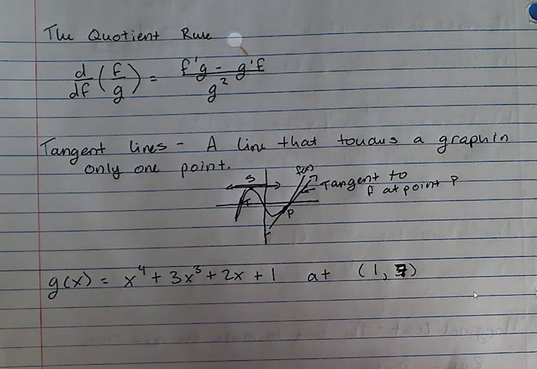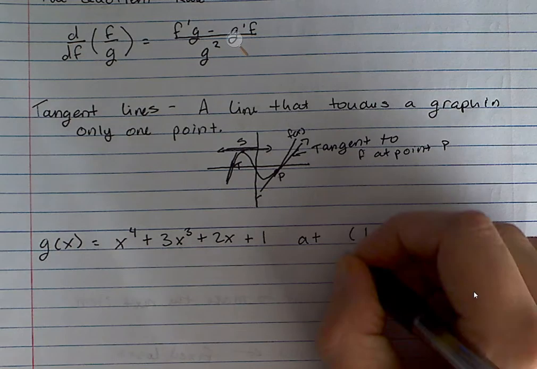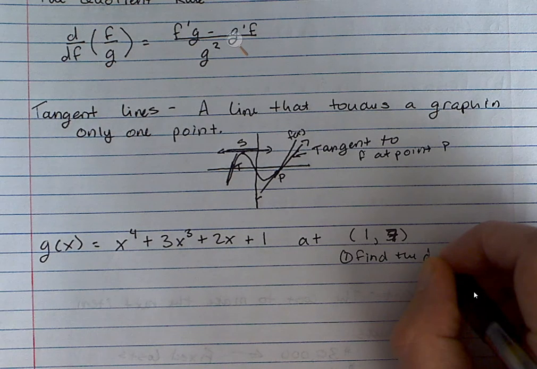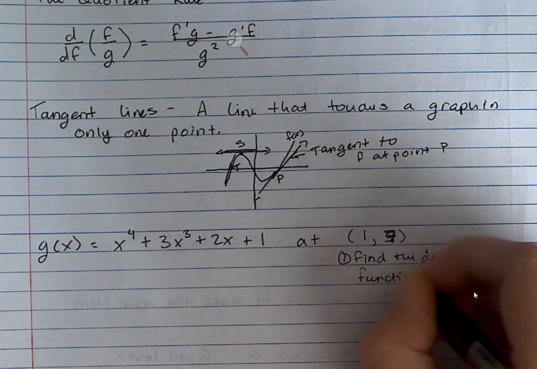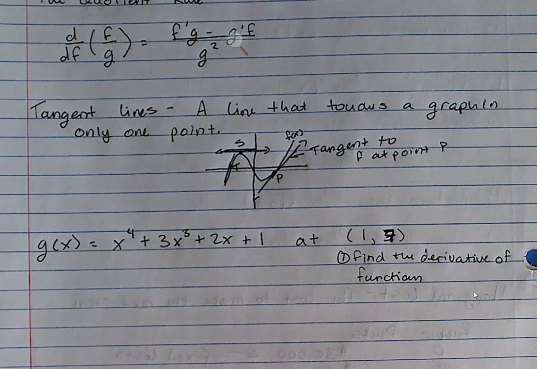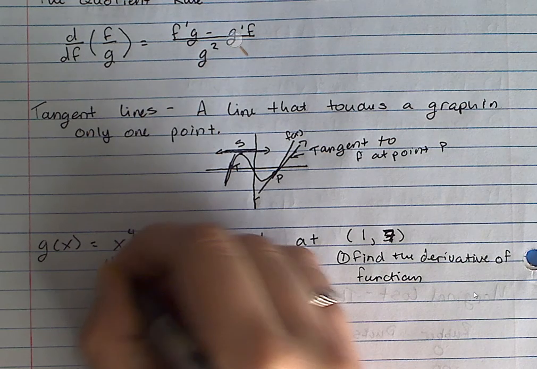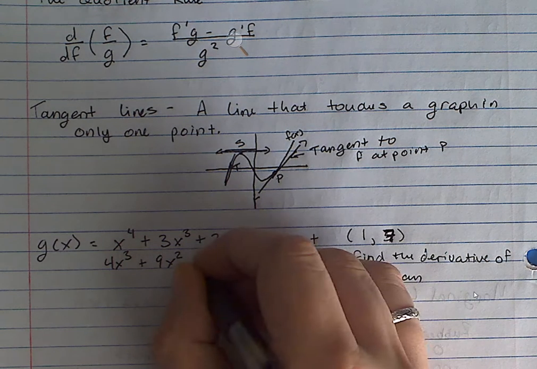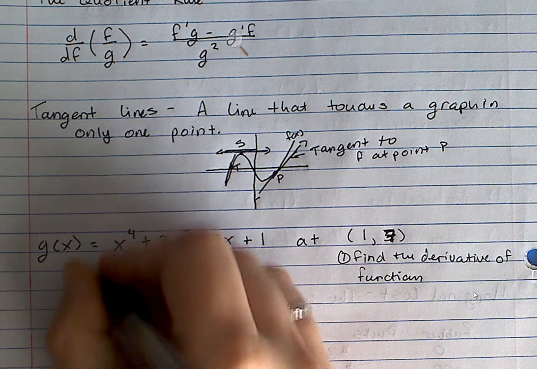Okay. So here's the thing. Here's how you work this out. Step number one. Find the derivative of the function. All right. So this function is pretty easy to find the derivative of because it's all pluses. So we just find the derivative of each piece individually, and then it's all just plus. So x to the fourth, the derivative of that would be what? 4x to the third. And then 3x to the third would be 9x squared. And then 2x would be 2, and then the 1 is going to turn into 0, so it just goes away. All right, so that's g prime of x.